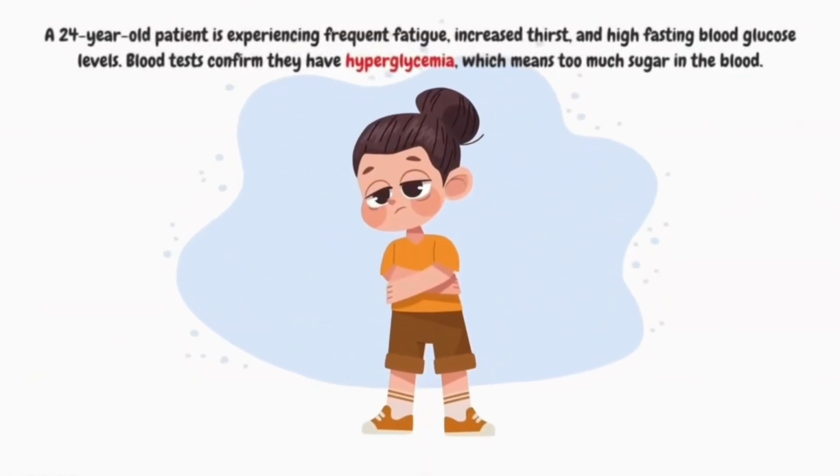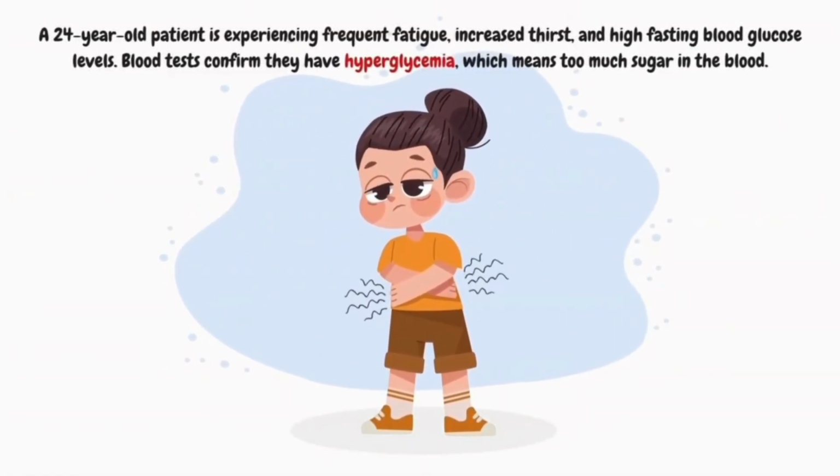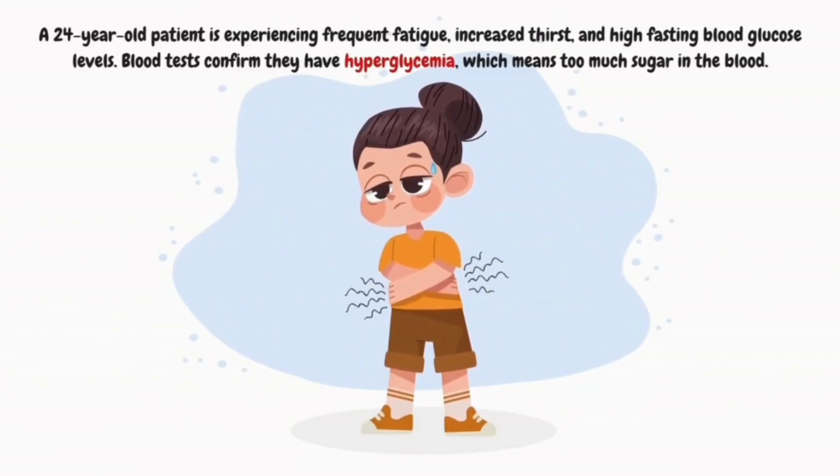So let's go over the case together first so you get the idea. A 24-year-old patient is experiencing frequent fatigue, increased thirst, and high fasting blood glucose levels. Blood tests confirm they have hyperglycemia, which just means too much sugar in the blood.